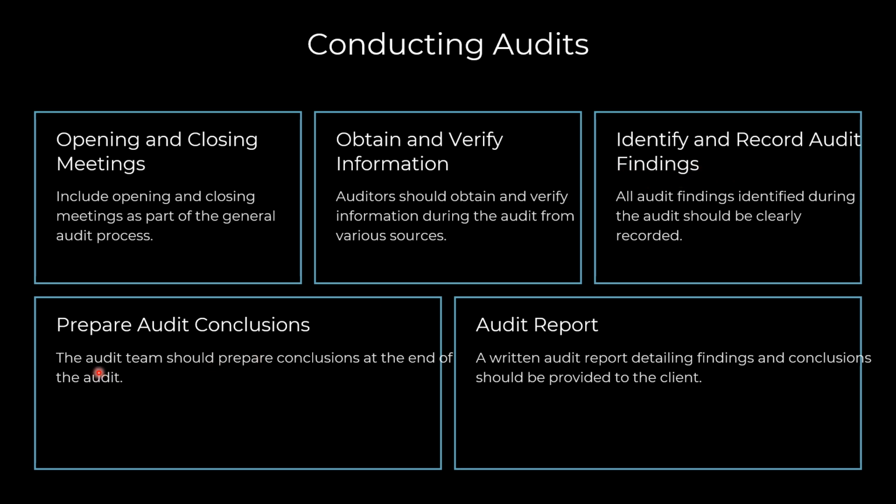Preparing audit conclusions is the stage where auditors analyze the findings to form their professional judgment. This includes determining whether the management system conforms to the standard, the degree to which it is effectively implemented, and whether it is capable of achieving the organization's policy and objectives.